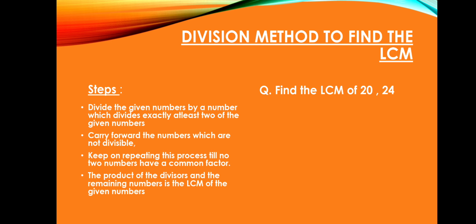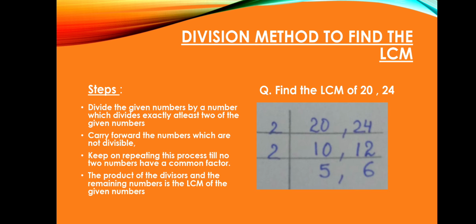Now let us find the LCM of 20 and 24. Here we can see that 20 and 24 are exactly divisible by 2. So we get 10 and 12. Now 10 and 12 can again be divided by 2. So we will get 5 and 6 as the quotient. Now here these 5 and 6 have no common factors. So the LCM will be 2 into 2, that is the product of the divisors, and the remaining numbers. So 2 into 2 into 5 into 6 will give us 120 as the LCM.